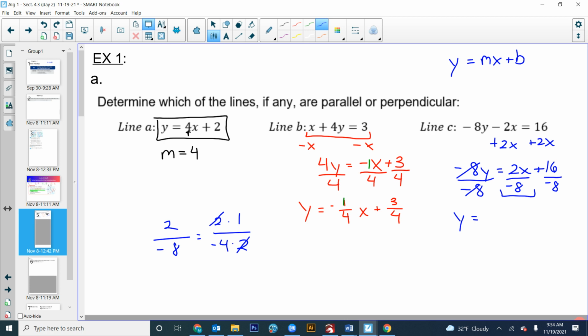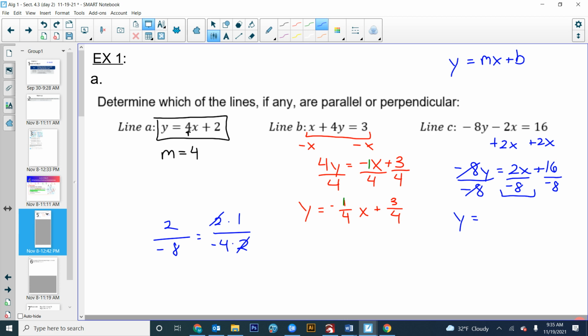Negative 1/4. So if you thought negative 4 at first, which a lot of people do, here's what you should be thinking after that. Does 8 go into 2 4 times? No, 8 goes into 2 a fourth of a time, right? Like this reduces to 1/4.